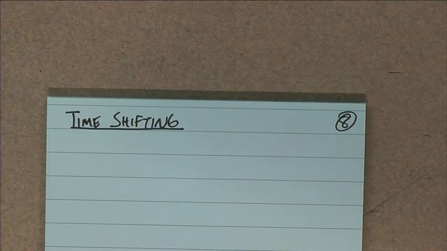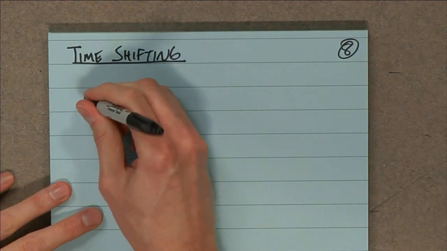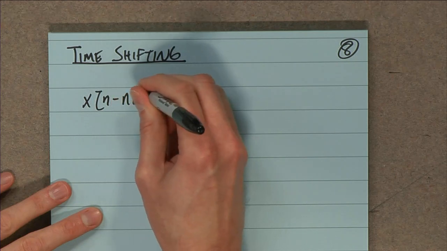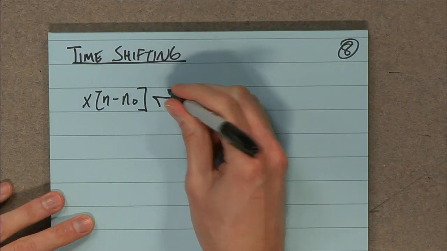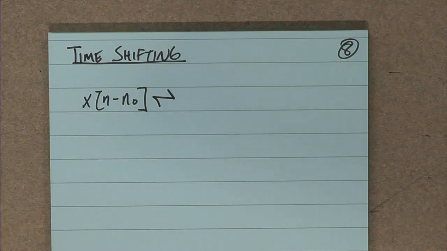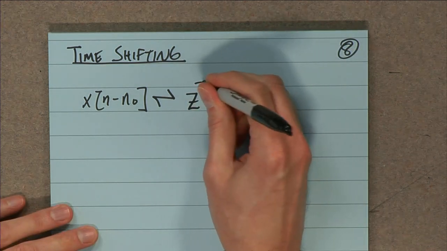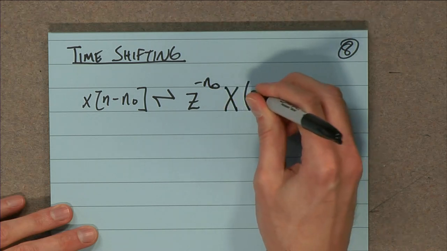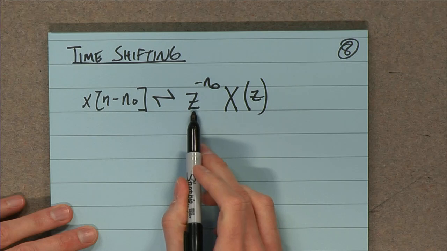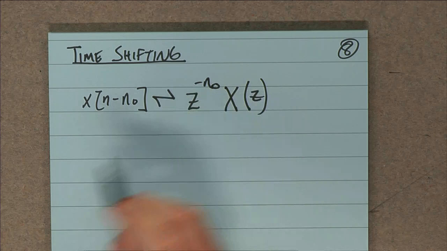Time shifting. Very similar to what we had before with the discrete time Fourier transform. If we have an input sequence shifted in time by n naught, remember it was e to the minus j omega n naught times the Fourier transform. Well, this time it's z to the minus n naught times x of z, which makes sense because what's z? Z is r times e to the j omega. So having that term kind of preserves it.